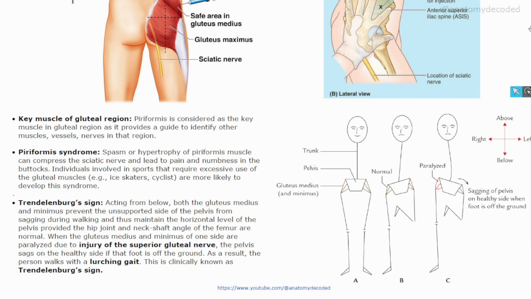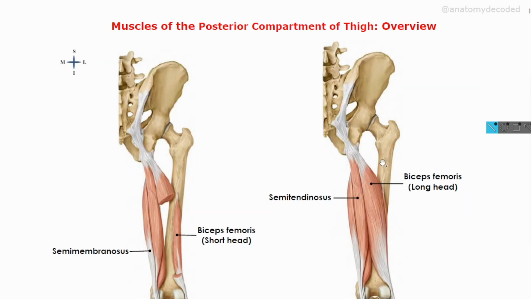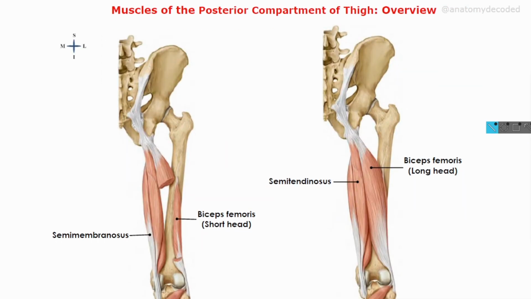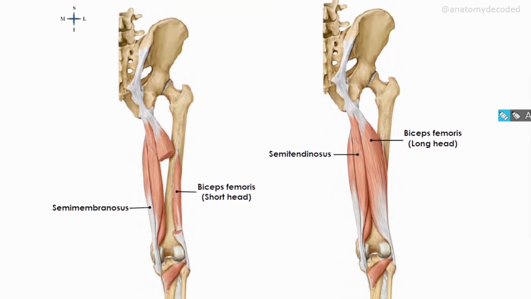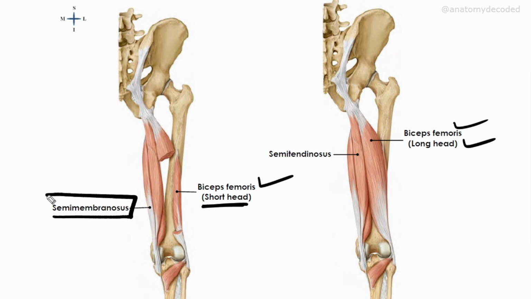Now let's move on to the next topic. So now we are starting with the muscles of the posterior compartment of the thigh. Look at the muscles which are seen here. The muscle here is biceps femoris, which has a short head as well as a long head. So this is one muscle, biceps femoris. Then there are two more muscles, semimembranosus and semitendinosus.